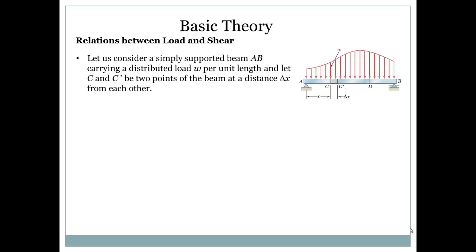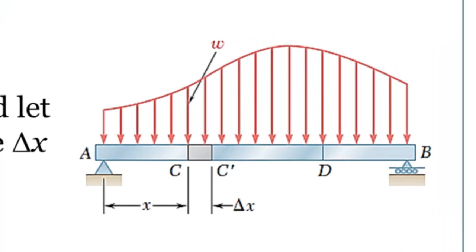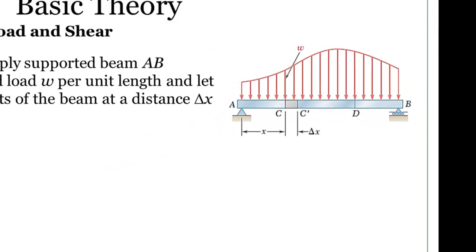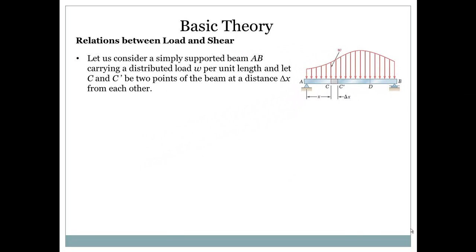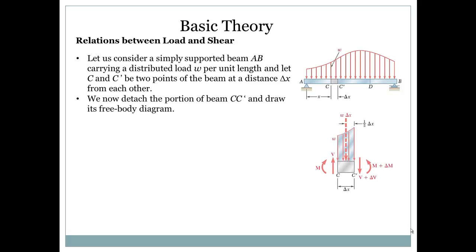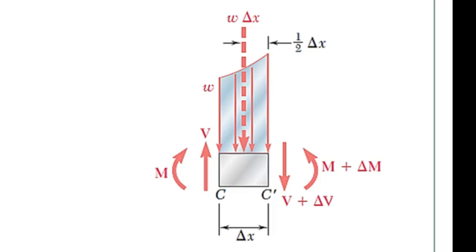Let's consider the simply supported beam AB shown in the figure, and we say that it's carrying a distributed load W per unit length, and let C and C prime be 2 points of the beam at distance delta x from each other. So we'll take this segment of the beam, the segment C, C prime. If we detach this portion of the beam, we will try to draw the free body diagram for it, and it looks like the one shown in the figure right here.